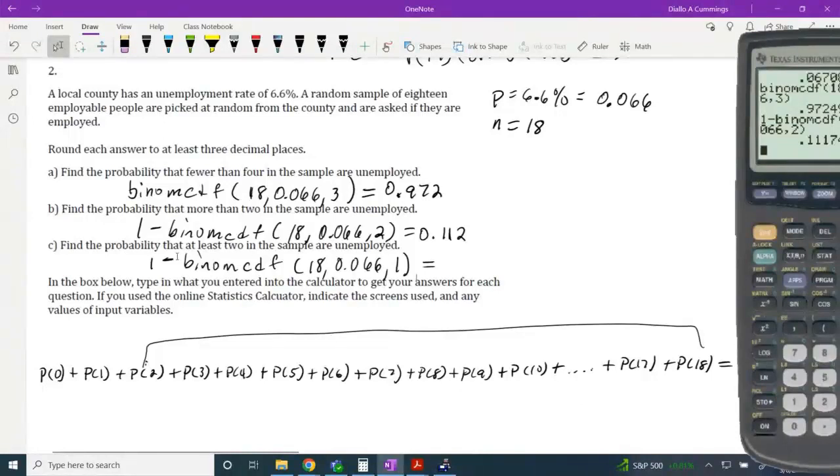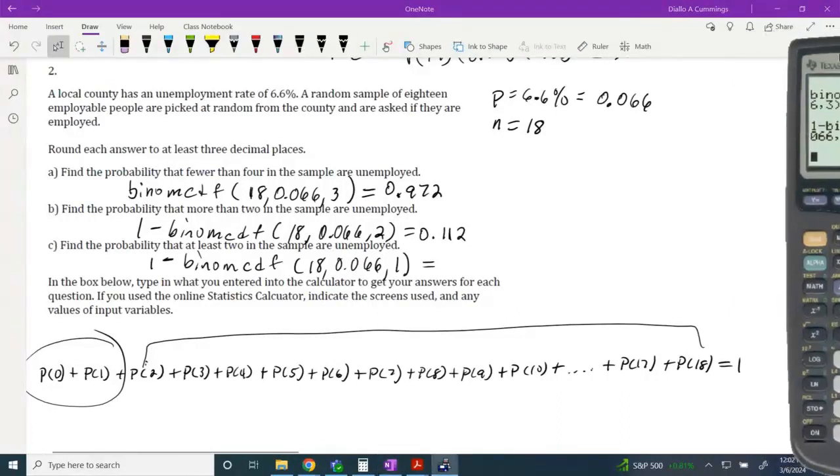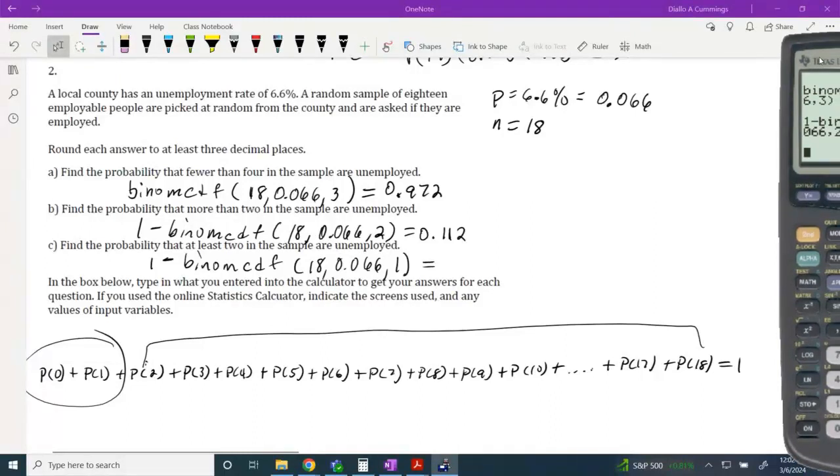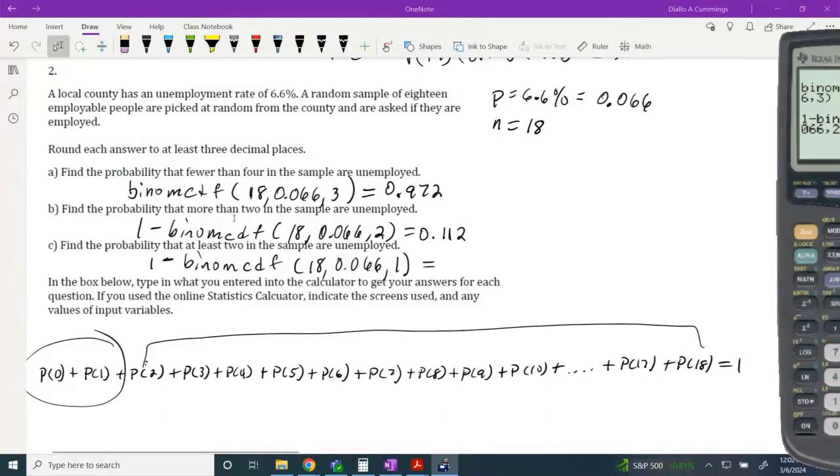Okay, say that again. Okay, so the second part of this, where it says the binomial CDF for 18, 0.06, 1, that's going to give us these probabilities added together. So if we subtract from 1, right? Because all of these things together must equal 1. It's going to give us what we're asked to find, right? Because remember that 1 is actually 100%, right? So anytime you see more than or at least or greater than, you want to use the 1 minus.